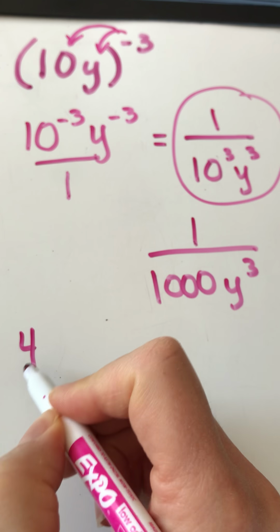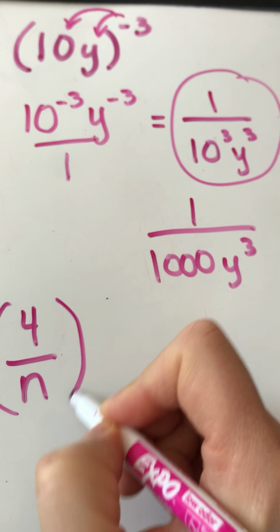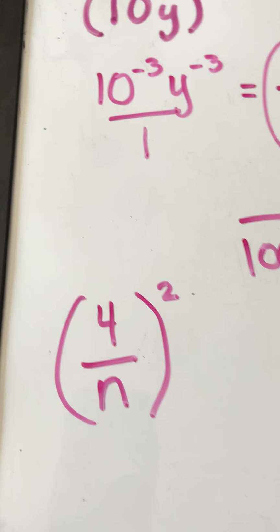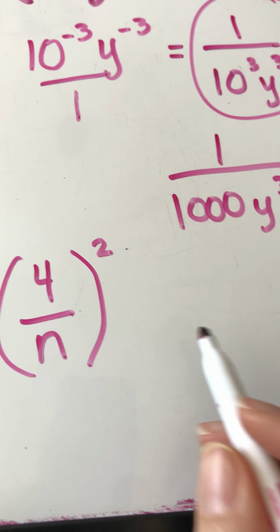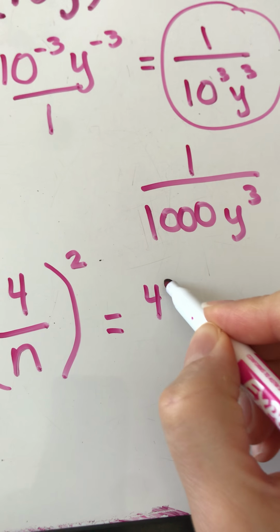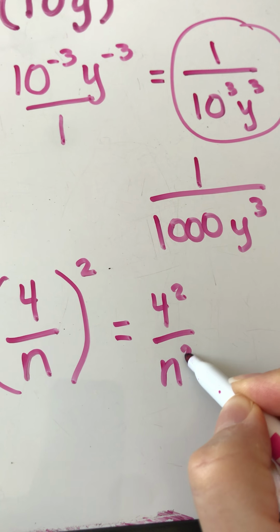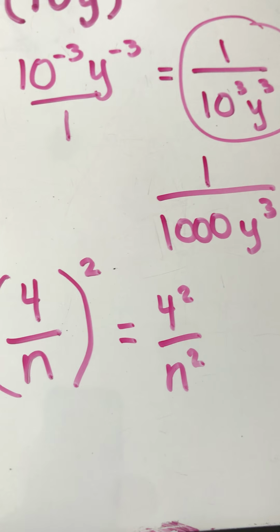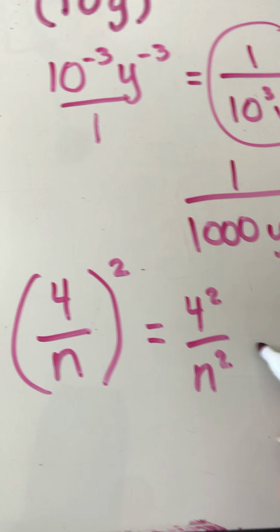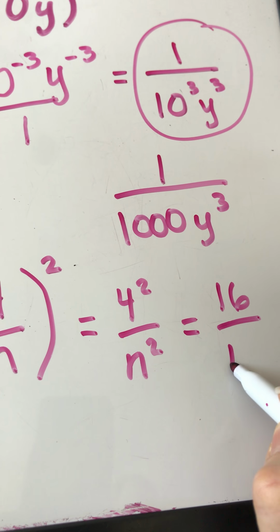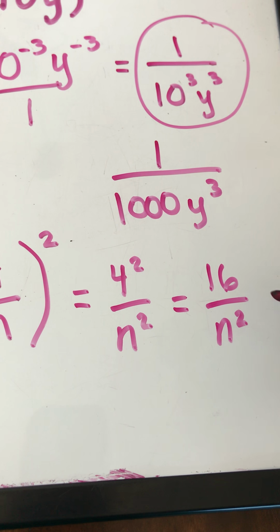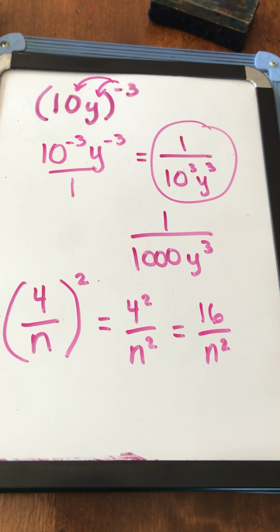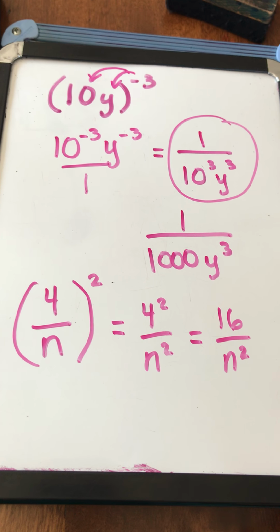Next one, what if we have a quotient all raised to an exponent of 2. So again, distribute that exponent to everything in the numerator and the denominator. So it would become 4 squared over n squared. They're positive exponents, so we don't have to worry about rewriting anything. We could just simplify 4 squared to 16. But there's no bases that are the same, so we can't combine anything. That would be our final answer. All right, so that's 2 problems.